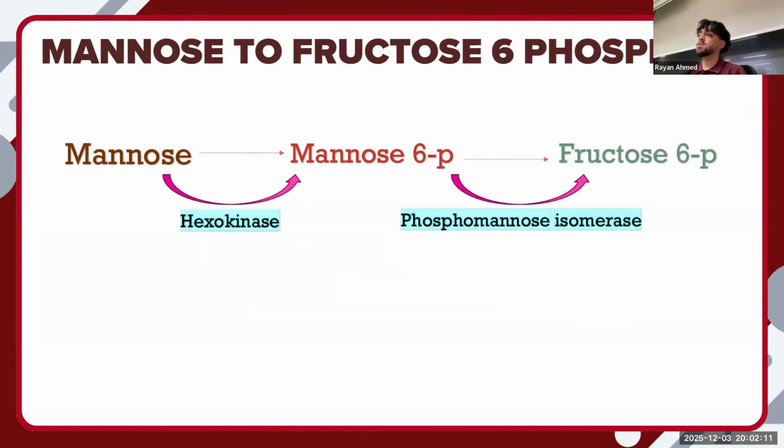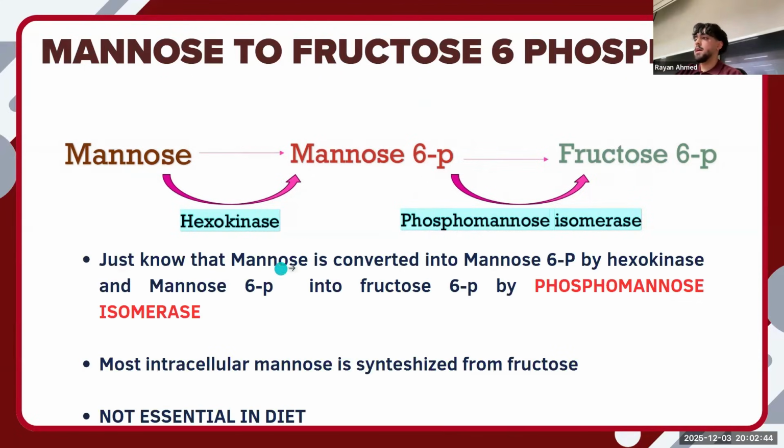Just before we end fructose, we also have mannose to fructose 6-phosphate. You already know about hexokinase, so don't worry about that. What I need you to keep in mind is phosphomannose isomerase, which converts mannose 6-phosphate into fructose 6-phosphate. Please keep this in mind. That's why mannose is not essential in diets, by the way, because it is made from fructose 6-phosphate. So just know that mannose is converted into mannose 6-phosphate by hexokinase. We already know that. And then the important part: mannose 6-phosphate into fructose 6-phosphate by phosphomannose isomerase.